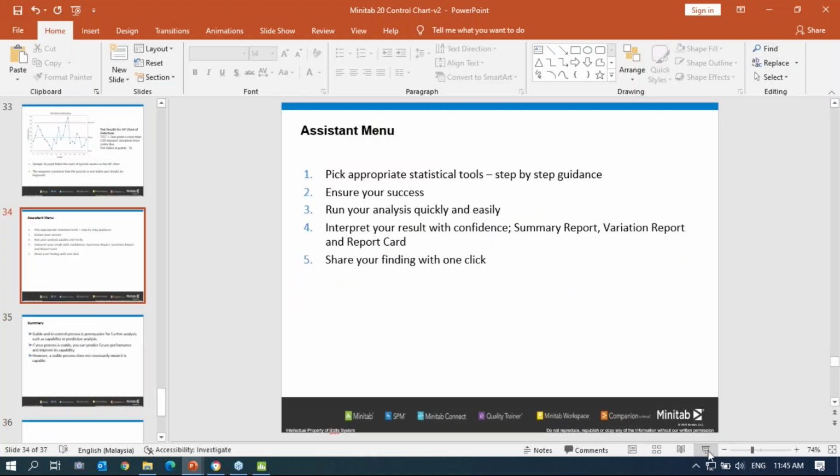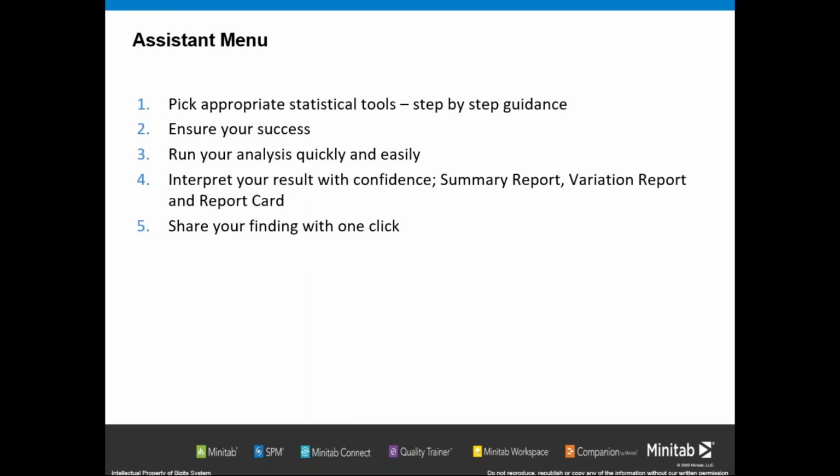Okay, assistant. So in the assistant menu, we have pick appropriate statistical tools, step-by-step guidance. This one helps you, and this one ensures your success in doing the analysis. You can run your analysis quickly and easily, and then you can interpret your result with confidence, because inside the assistant menu, we provide the summary report, variation report, and report card. And then maybe you can share your finding with one click. You can share to Word, you can share to PowerPoint, share with your teams.